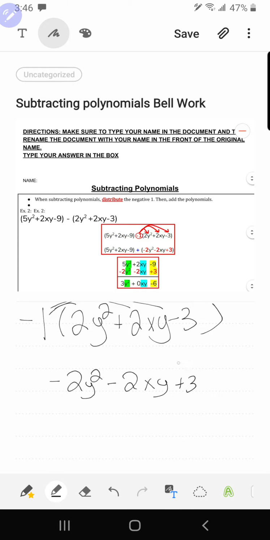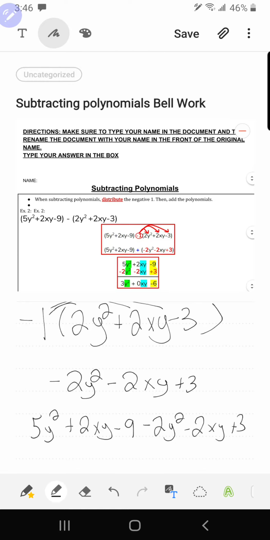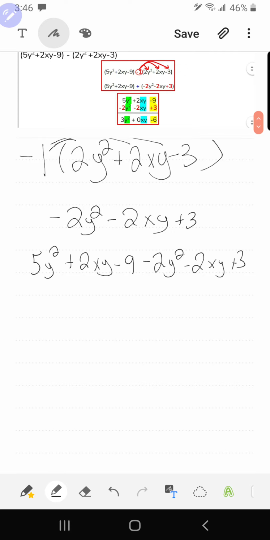So now when I rewrite the equation, it's going to look like 5y squared plus 2xy minus 9 plus, or in this case we're going to take away the plus and just say minus 2y squared minus 2xy plus 3. Now we follow the rule of adding polynomials, because now we're adding this whole second set to the first set. So the rule for adding polynomials is to combine like terms.